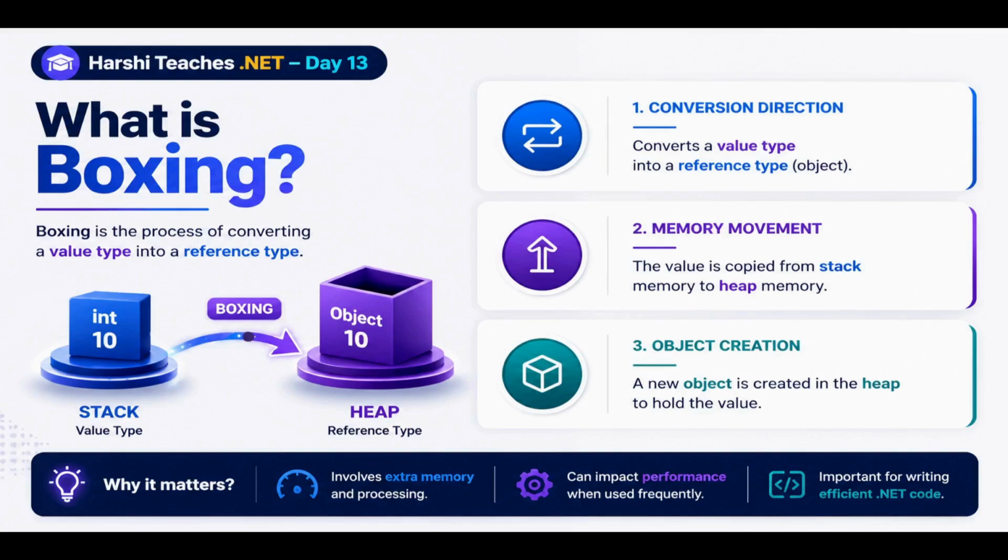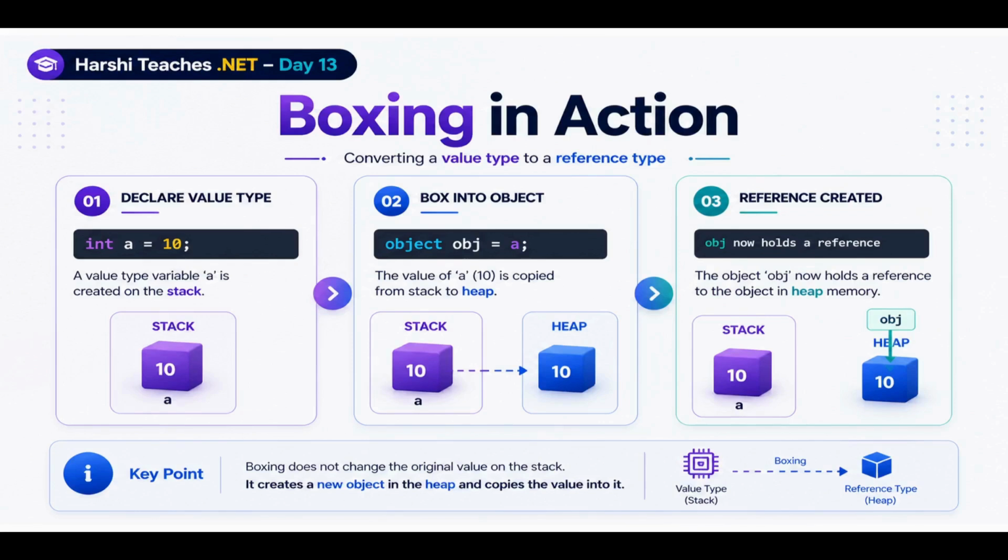Now, why should we care about this? Because boxing uses extra memory and also involves additional processing. And if this happens frequently, especially inside loops, it can impact performance also. So in simple terms, you can think of boxing like a value type that is converted into an object and stored in the heap. That is boxing. Now, let's see how boxing actually works step by step.